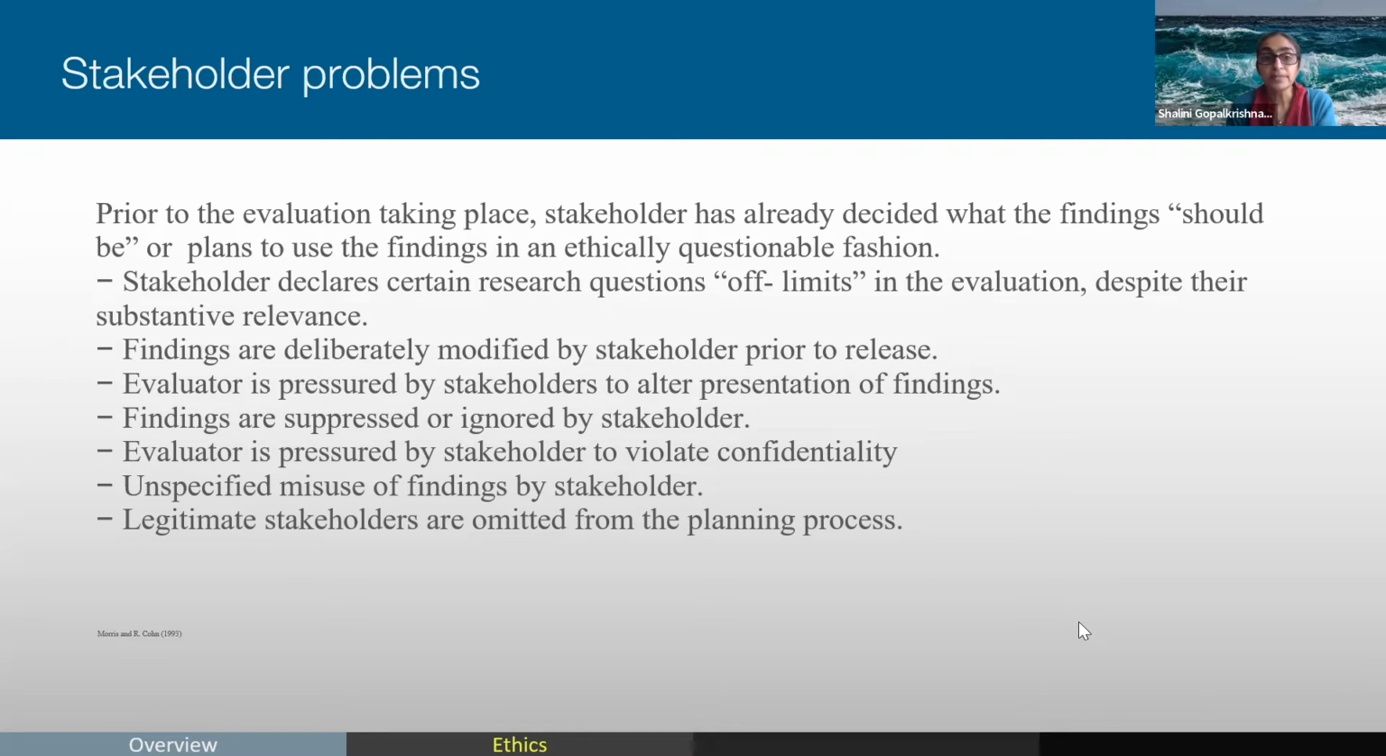Sometimes findings are suppressed. Sometimes they're like, okay, it's okay, just violate confidentiality. Nothing's going to happen. And legitimate stakeholders are omitted. So these are stakeholder problems which can also happen. Now, all this is taken from Morris and Cohn in 1993, but it's very, very true even today.